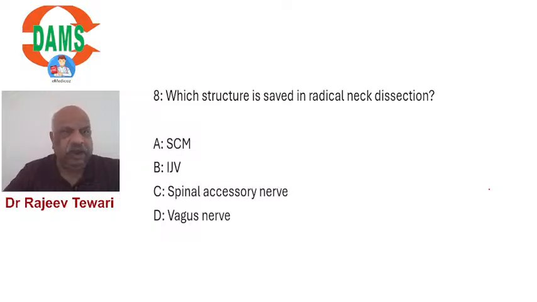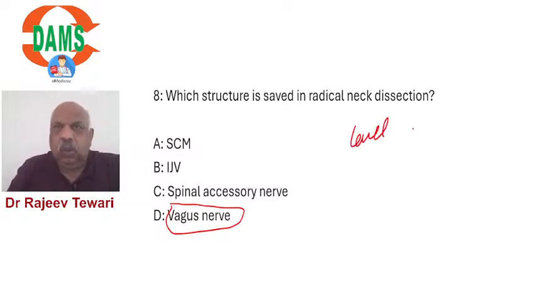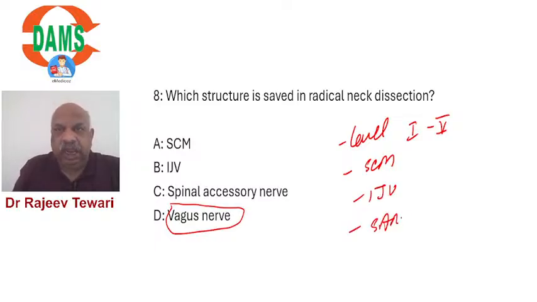Which structure is saved in radical neck dissection? Yes. We don't have to remove the vagus. We remove level 1 to level 5 nodes. We remove sternocleidomastoid, internal jugular vein, and spinal accessory nerve. This is what we remove. If we preserve any one of them, then this is called modified neck dissection.